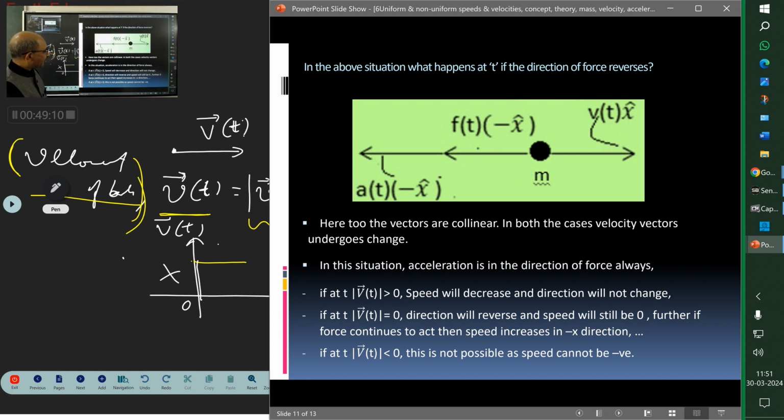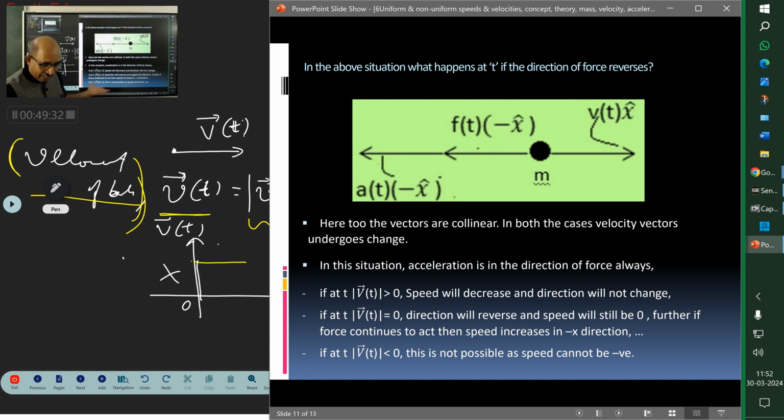Now see what happens in the above situation. What happens at t if the direction of force reverses? Same thing what we discussed. Here two vectors are collinear. In both cases, velocity vectors undergo change. First thing is force vector is acting, velocity vector will undergo change.